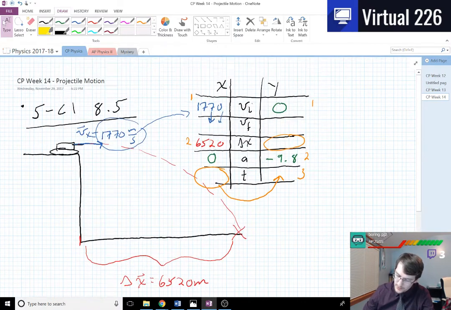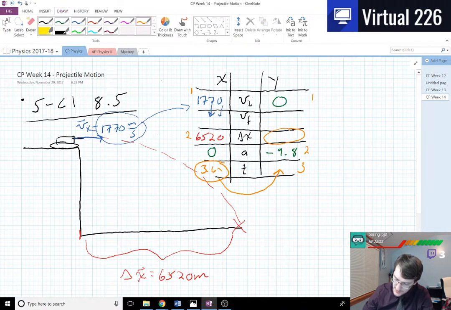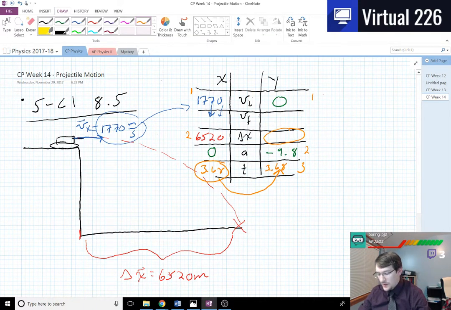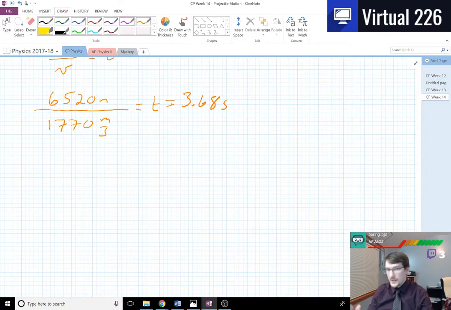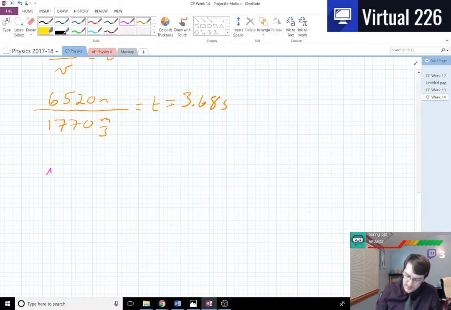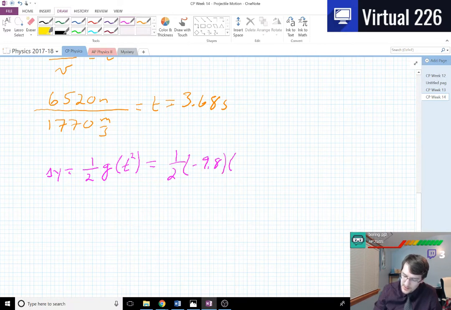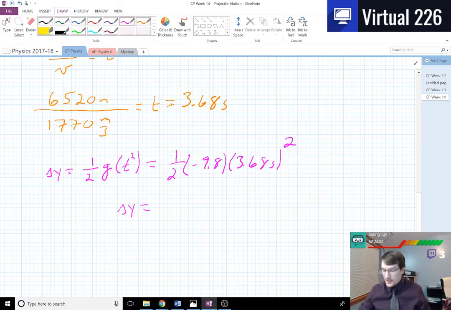So going back up to our top here, this is 3.68. This is then 3.68. Now that I've got three, I can go solve for delta y, because it's a vertical displacement. Delta y equals 1/2 g t squared. So that's going to equal 1/2 of negative 9.8 times 3.68 seconds. Don't forget the squared.